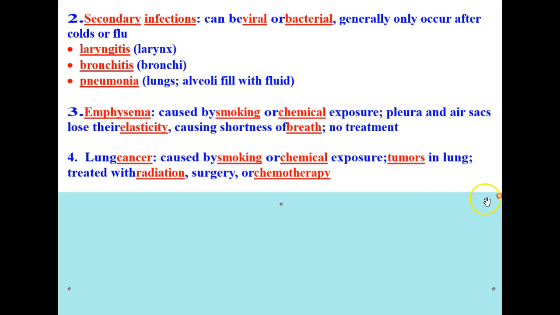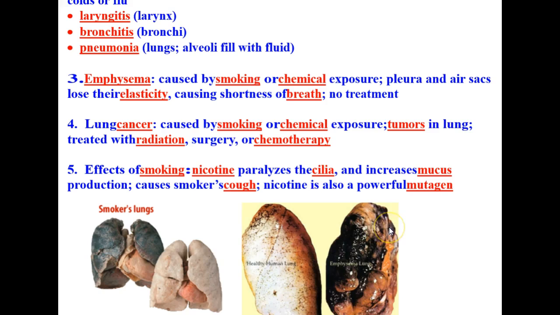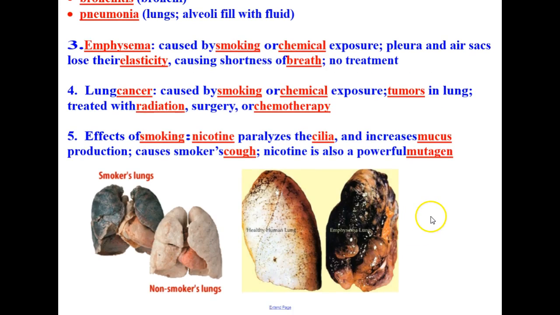And the last one we're going to take a look at is called effects of smoking. Nicotine paralyzes the cilia and increases mucus production. This causes smoker's cough. Nicotine is also a powerful mutagen, which means it can mutate cells. And this, of course, leads to cancer, number 4 above.